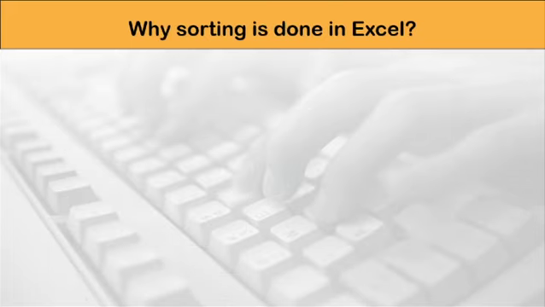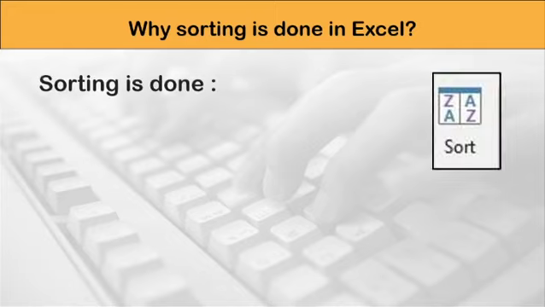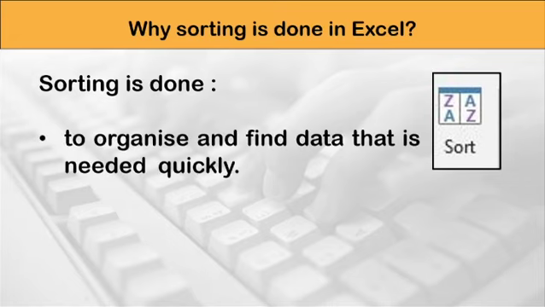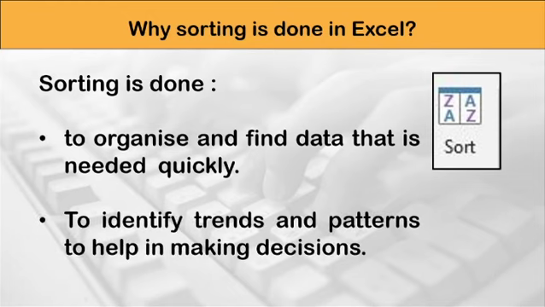Moving on to why sorting is done in Excel. When a worksheet contains a lot of data, it takes a lot of time to look for the required information. Therefore, sorting of data is done to organize and find data that is needed quickly, to identify trends and patterns, and to help in making decisions.